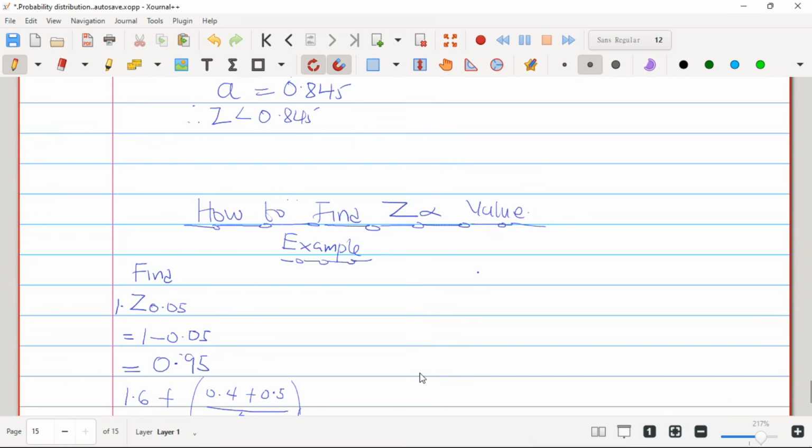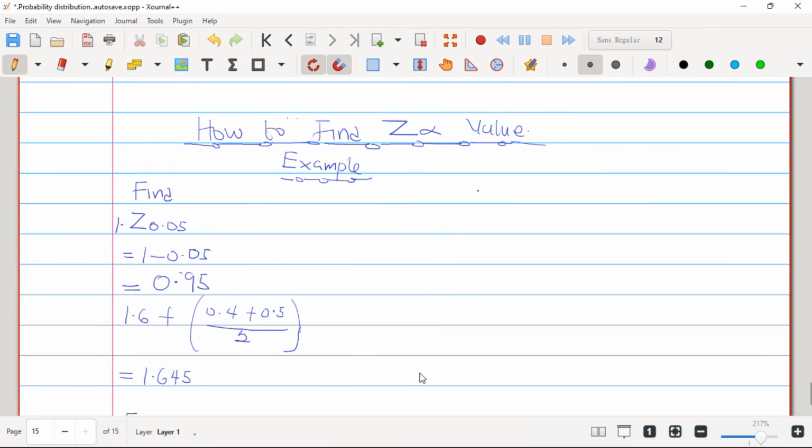Sometimes you will be asked to locate how we can find our z subscript alpha, right? Sometimes our z will be given to us with some subscript alpha, and then we will be asked to find that z. So how are you going to do it? I'm going to walk you guys through that one too. So let's go to the first question.